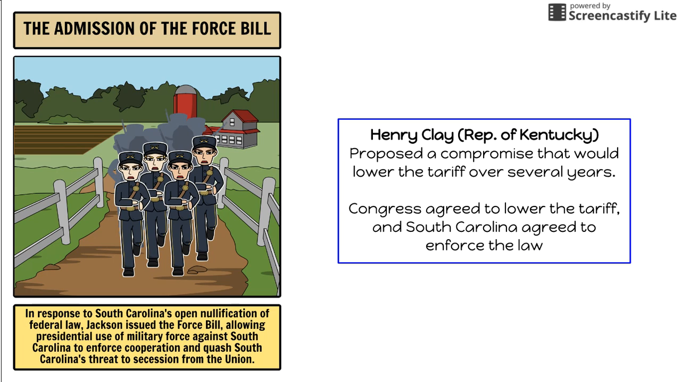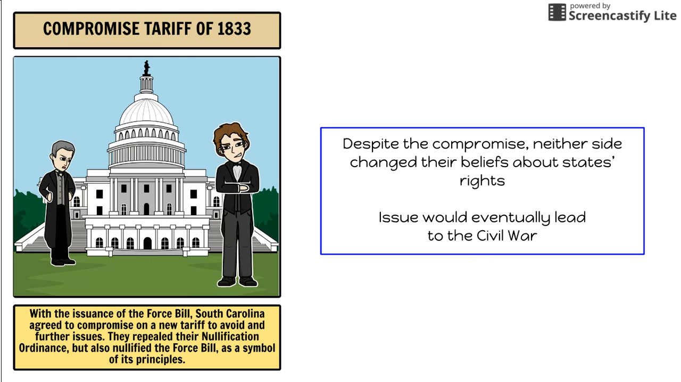And Henry Clay, then, the representative from Kentucky, right, he came up with a compromise that would lower the tariff over several years. And so Congress decided that they would go ahead with that. They would agree to lower the tariff. And then South Carolina decided that they wouldn't break away from the Union. They would agree to enforce the law. And so any kind of military conflict was avoided at this time. So this was known as the Compromise Tariff of 1833.